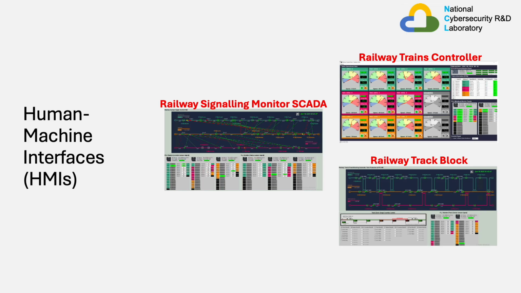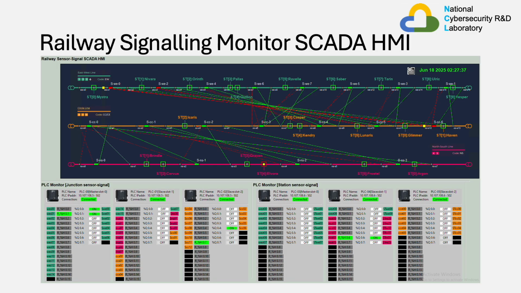These are the three human-machine interfaces that you'll be able to interact with. The Railway Signalling Monitor SCADA, the Railway Trains Controller, and the Railway Track Block. These three HMIs can be attacked for your OT attacks, as opposed to the physical real-world simulator. Let's move on to the Railway Signalling Monitor SCADA HMI.